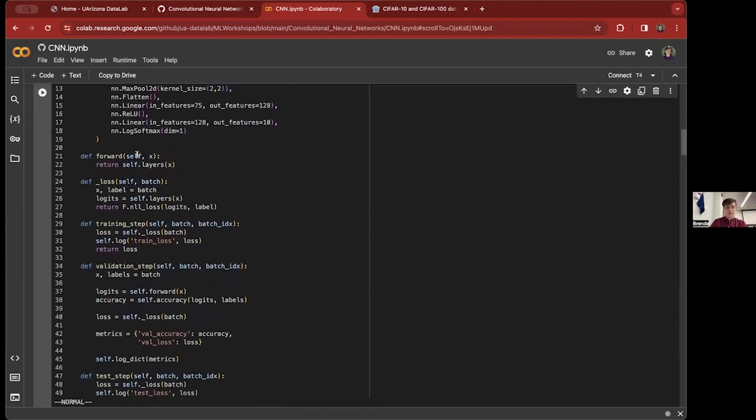Now, PyTorch also wants, or excuse me, Lightning also wants the forward pass, and the forward pass here is very simple. We get given an image as a tensor, we pass it through our layers, and we return the output of the entire network.